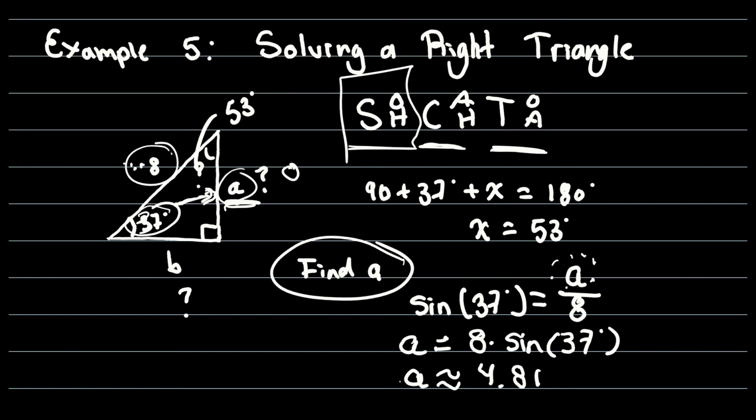Now, if we want to find the other side, we could use the Pythagorean theorem. You know, a squared plus b squared equals c squared.